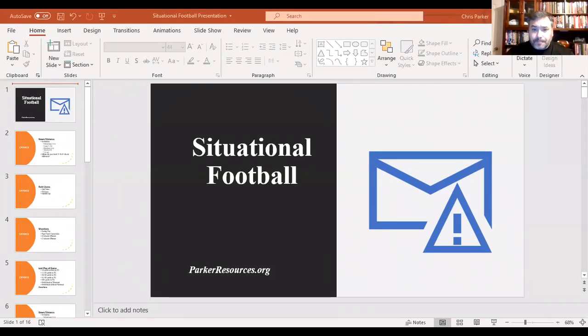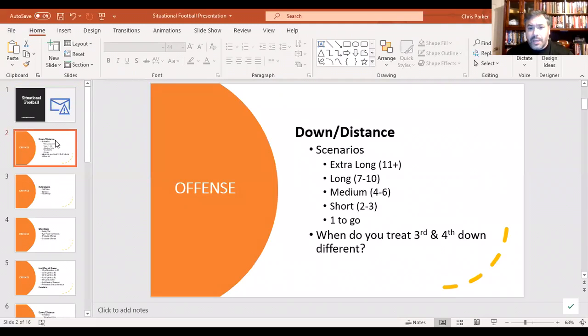Now, when we're talking about situational football and offense, the first thing we're going to talk about is down and distance. And most people understand this. Most people have an idea and a plan for this. But I'll tell you what we did and what my suggestions would be. We always tried to have 2 plays per hash per suggestion here. So for extra long, for medium, for short.